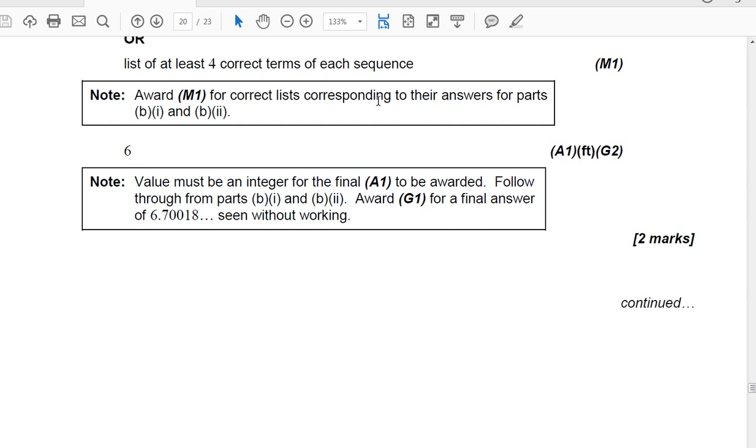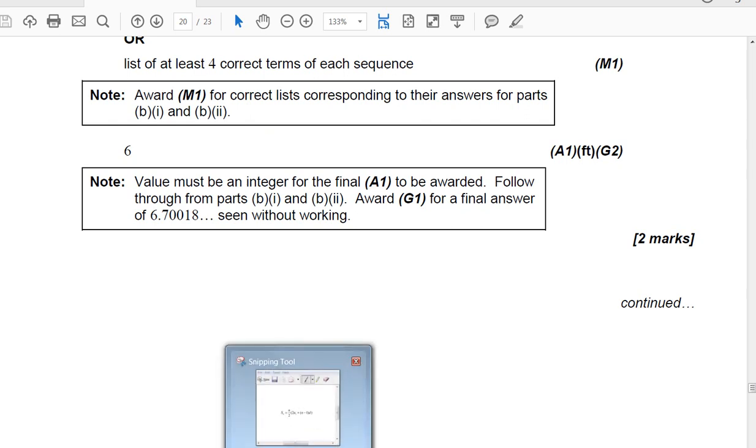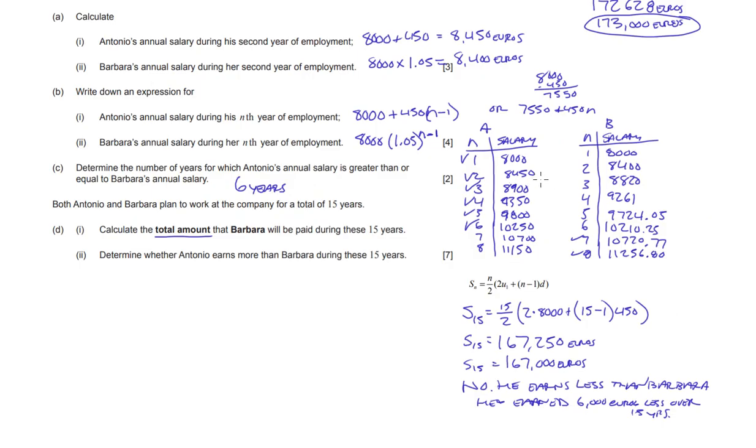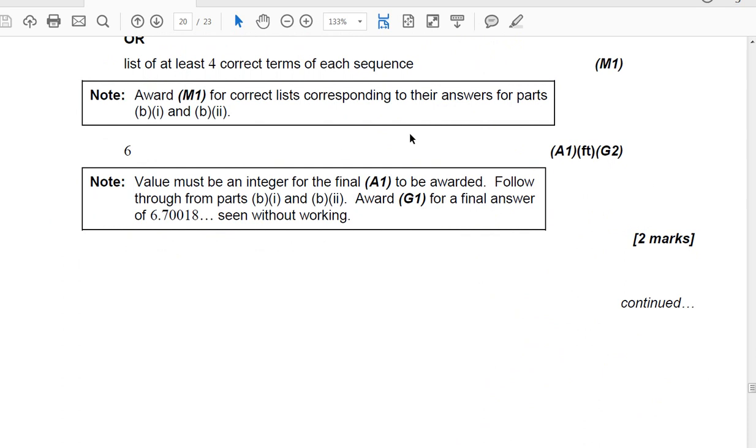Okay, so award a point for correct lists corresponding to their answers for parts B1 and B2. So that's where we did our list. Here's our list, and they're saying as long as we had four pieces listed on there, then we would have been fine. So we could have started at 3 or something like that, but that wouldn't make much sense. A lot easier to do this. So these 2 lists are going to get us credit for that. Okay, value must be an integer, which we have.